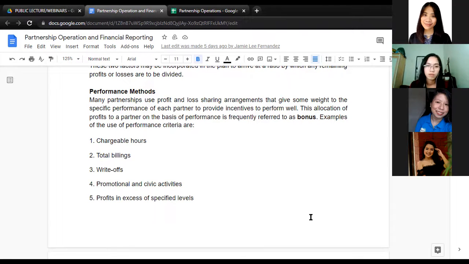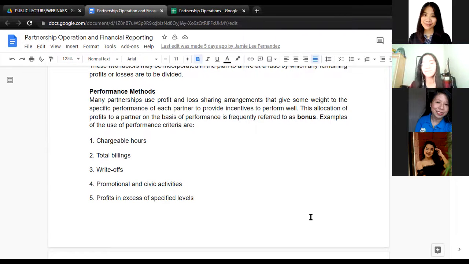Examples of the use of performance criteria are: number 1 is chargeable hours. These are the total number of hours that a partner incurred client-related assignment. For example, sa isang araw, a partner can contribute a total 8 hours. Kaya lang si partner A, dedicated talaga siya, hindi lang 8 hours ang kanyang nailalaan. Nag-overtime siya at umabot pa siya ng 10 hours. He's giving extra time para mag-present sa mga client ng partnership.